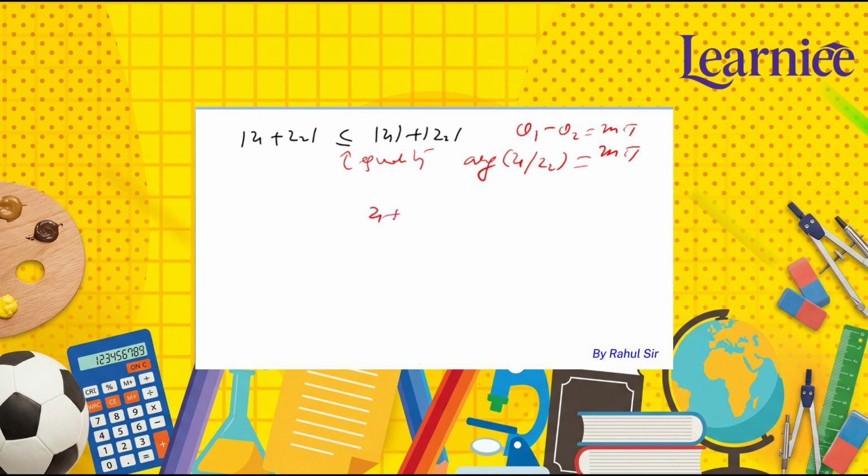Similarly, |z1 plus z2| is always greater than |z1 minus z2|. In this case, the equality holds whenever the argument of z1 divided by z2 is an odd multiple of pi. Then the equality holds.